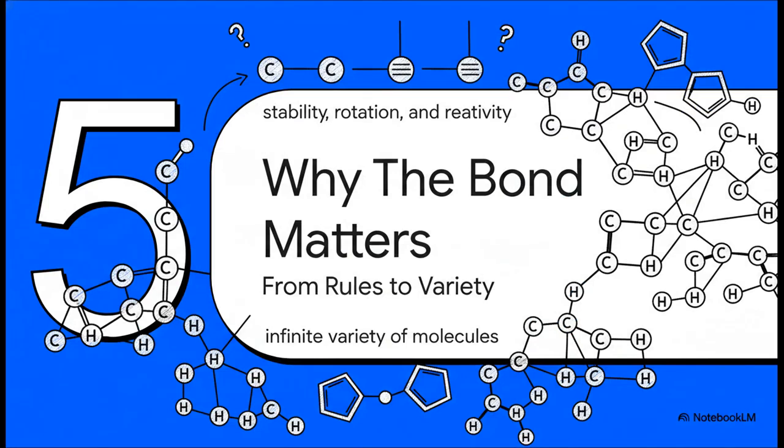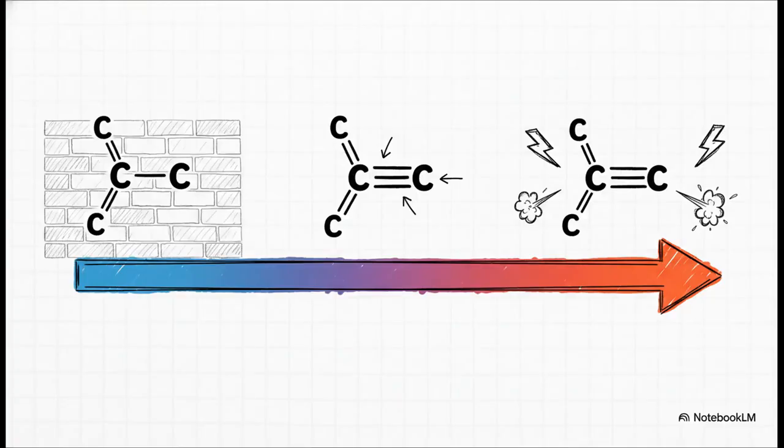All right, let's take a step back and look at the big picture here. We've seen how the type of carbon-carbon bond dictates everything: stability, shape, reactivity. Let's wrap up by looking at why this one little detail matters so much and how it creates this insane variety of molecules all around us. So let's recap the whole story. Alkanes, with their single bonds, are the stable backbones. Alkenes, with their double bonds, are reactive hotspots perfect for building new things. And alkynes, with their triple bonds, are even more reactive.